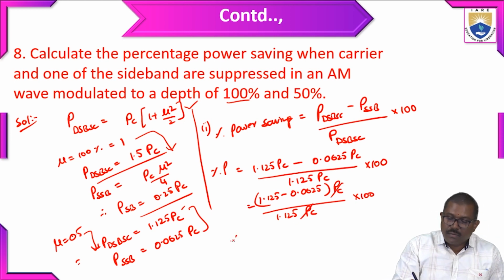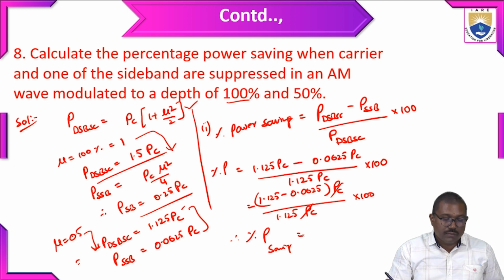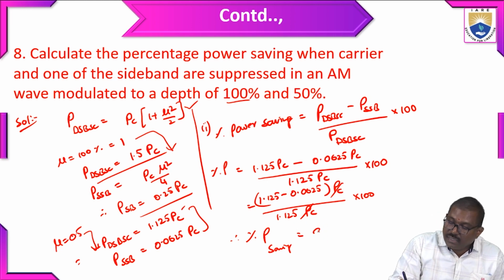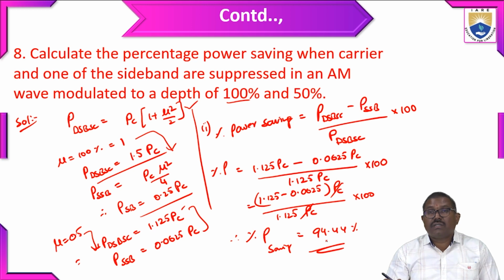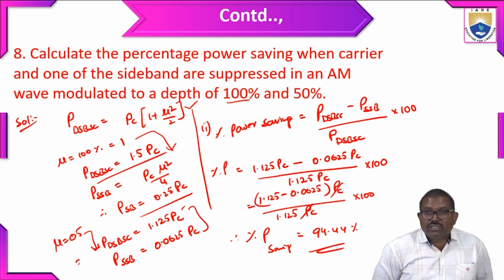So therefore percentage of power saving is equal to, you get 1.0625 divided by 1.125. So you get nearly 94.44%. So this is the power saved. This much power is going to be saved.